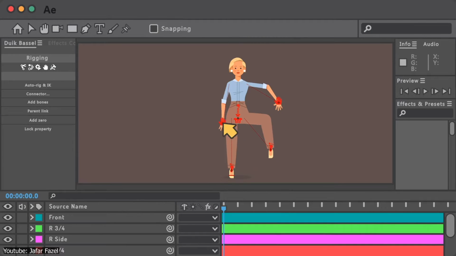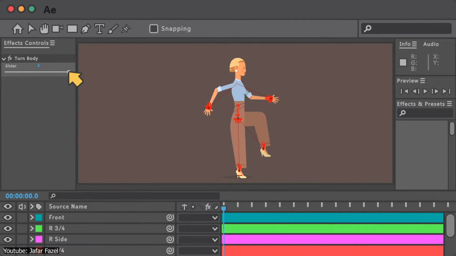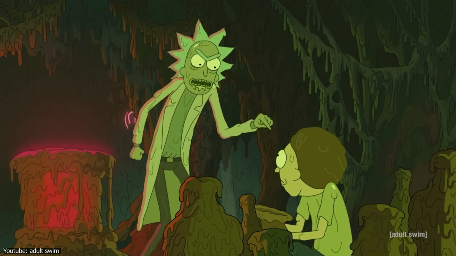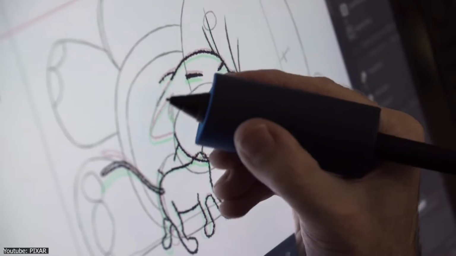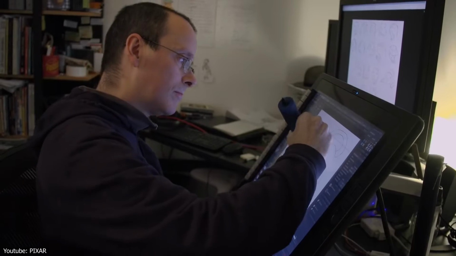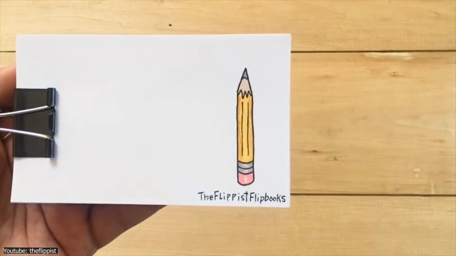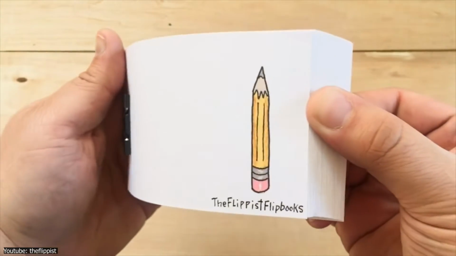This technique is used in modern cartoons a lot. An example would be Rick and Morty, and it is safe to assume most modern cartoons use it as well. Frame-by-frame, on the other hand, is the traditional approach to animation. The simplest way to understand it is the flipbook animations we all made when we were children.